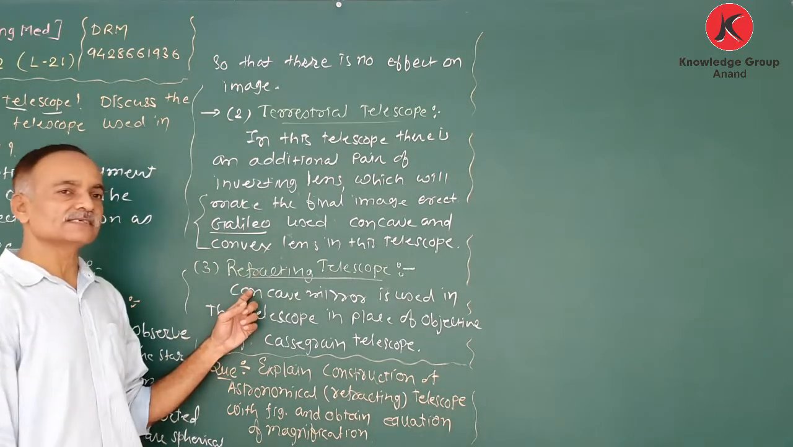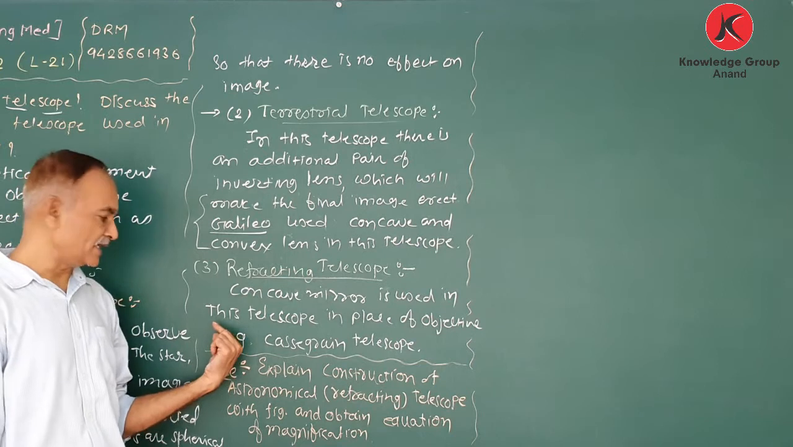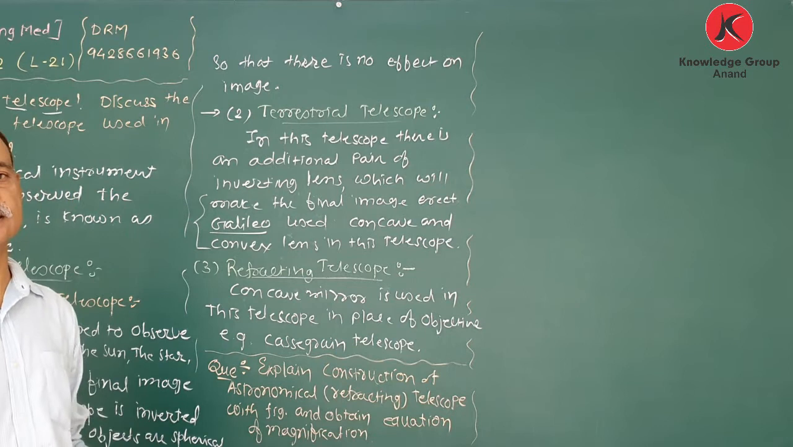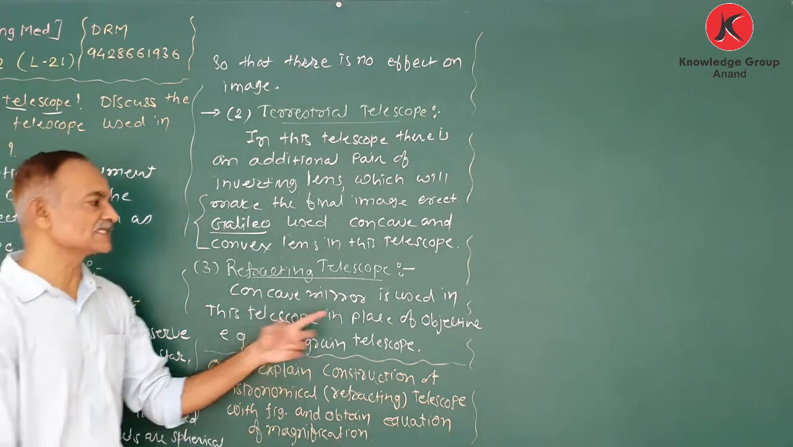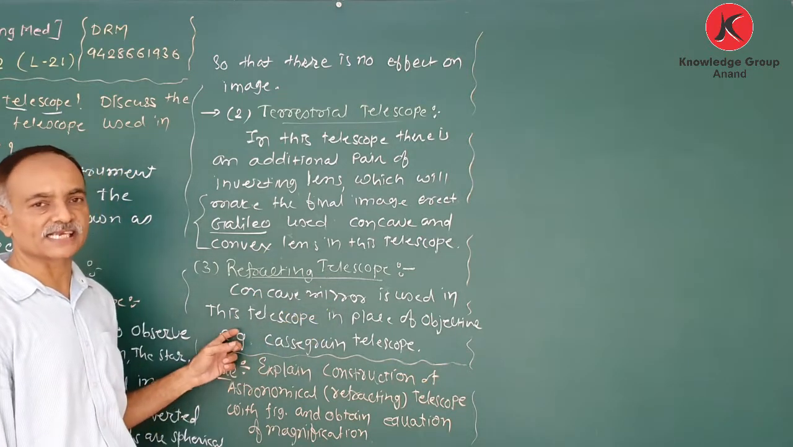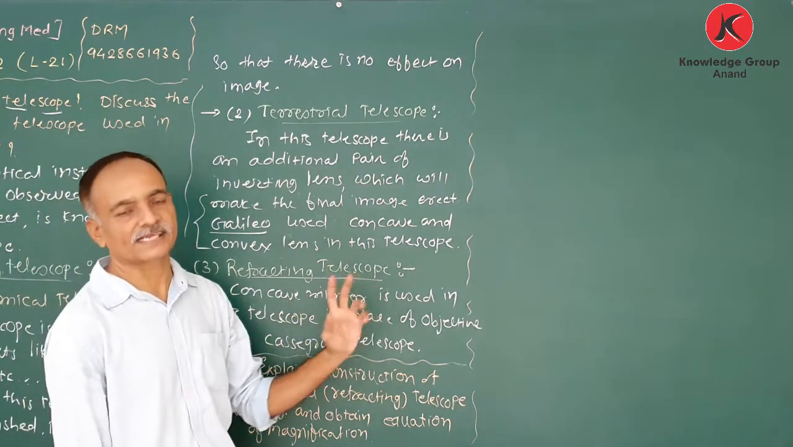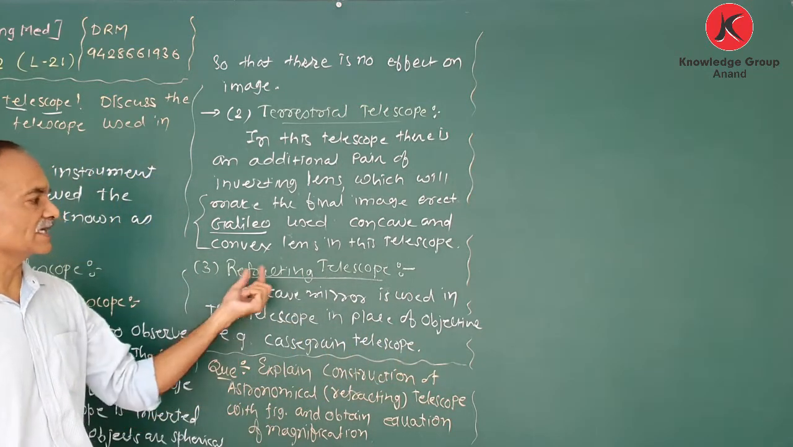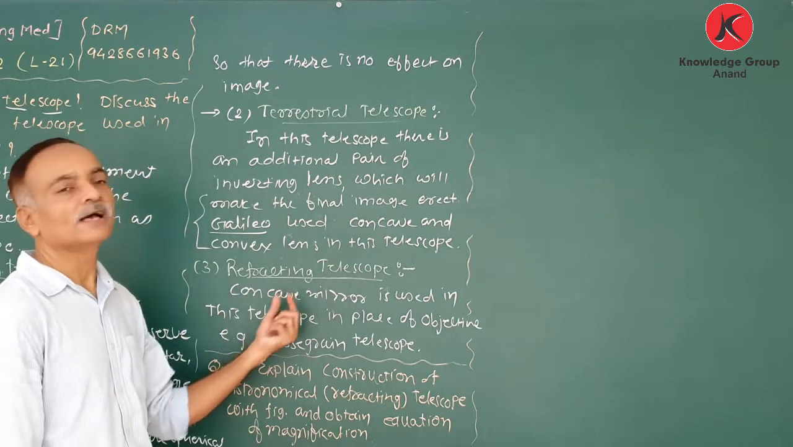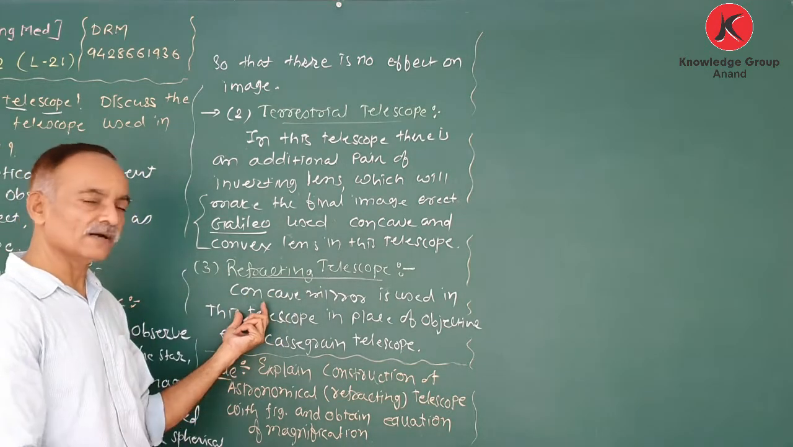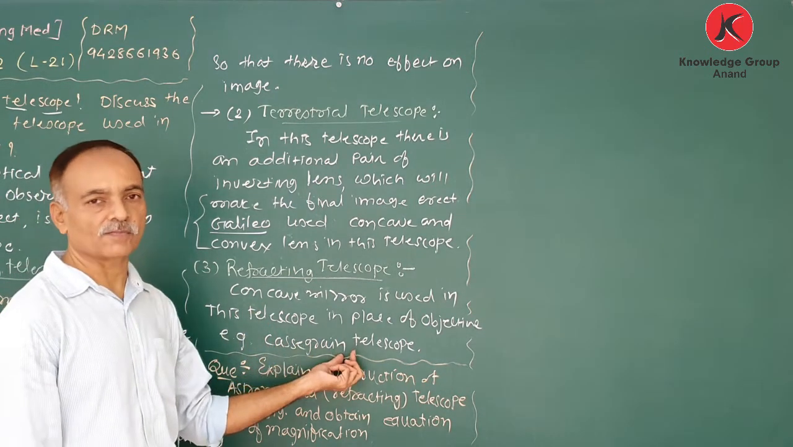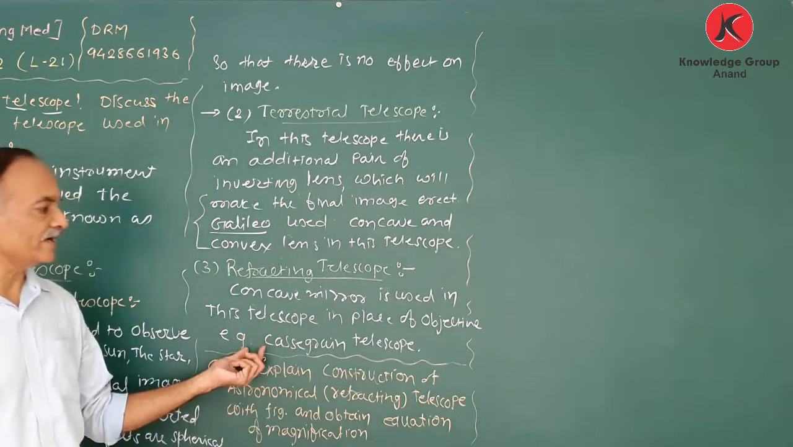In a reflecting telescope, a concave mirror is used in place of the objective lens. Again, instead of the lens, the mirror is used. Which mirror? A concave mirror is used in place of the objective. Such a telescope is known as a reflecting telescope, because here the phenomenon of reflection is used to form the final image. And this telescope is known as the Cassegrain telescope.